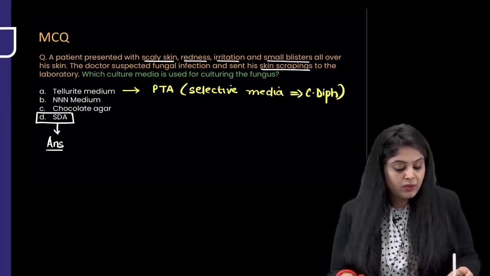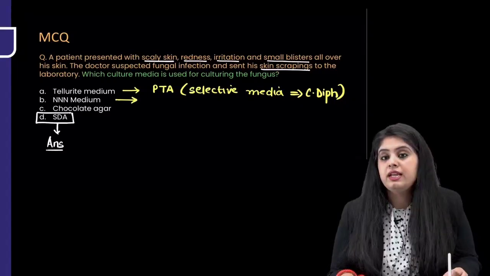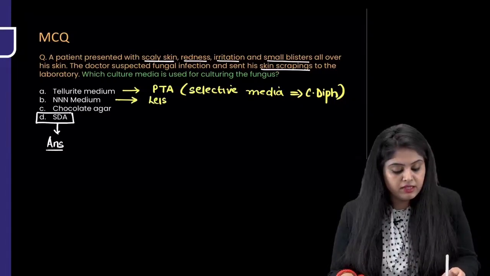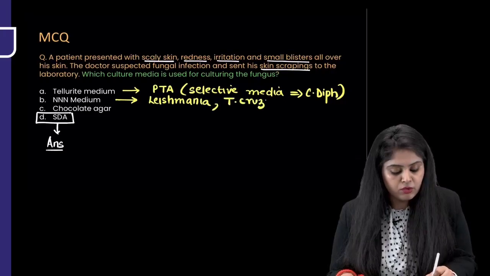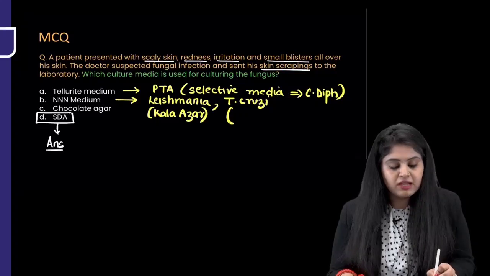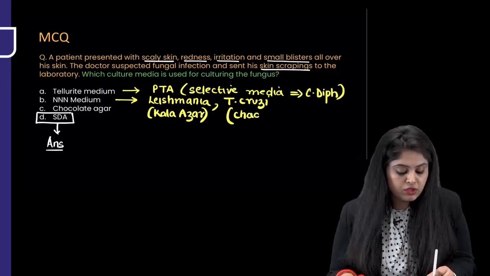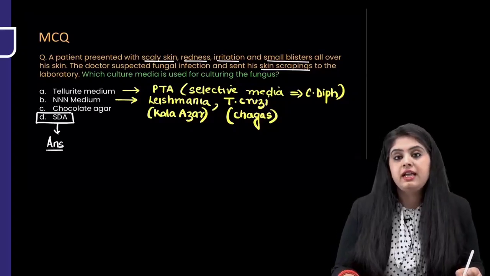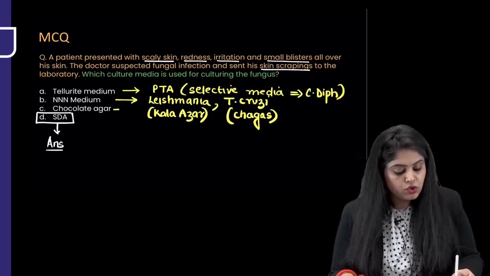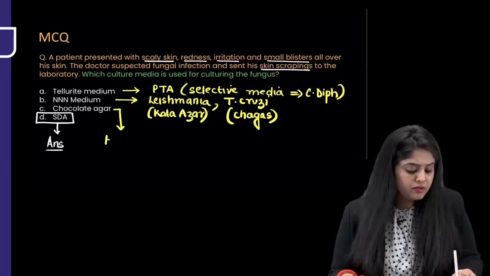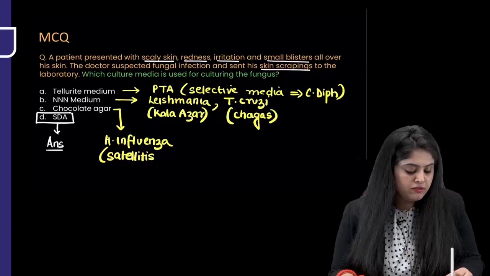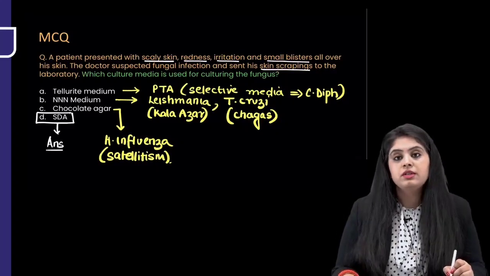Yaad aa gaya? Okay. When we say triple N, for triple N I had told you NNN media is used in two things. Number one, it is Leishmania, that is Kala Azar, and the other one is going to be Trypanosoma cruzi. So I hope you remember Leishmania was the organism causing Kala Azar, and Trypanosoma cruzi was the organism that was causing Chagas disease, and for both of these we had NNN medium. Lastly, coming to chocolate agar, can be used in so many things, but one place where it was important was Haemophilus influenzae. Do you remember that concept of satellitism? So yes, Haemophilus influenzae can definitely be grown on a chocolate agar.